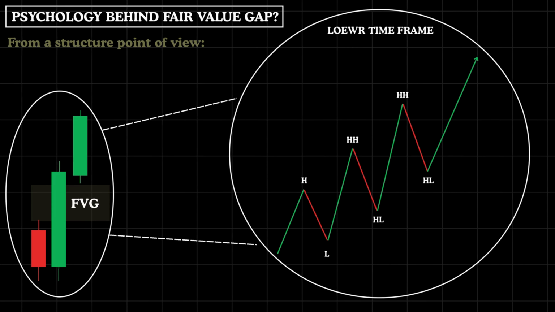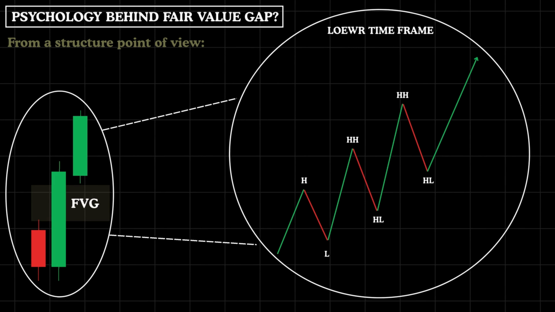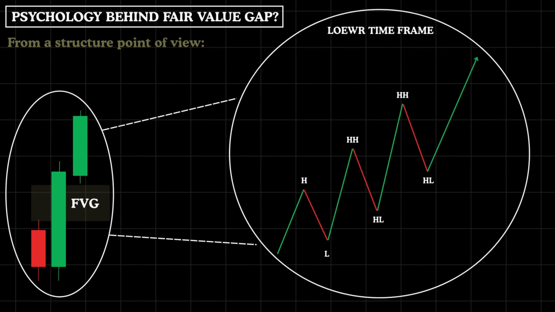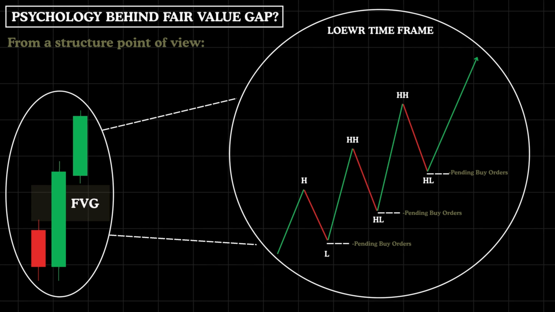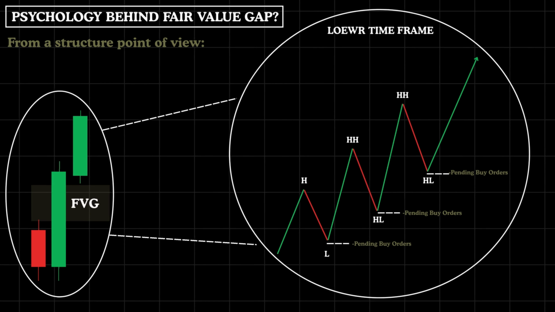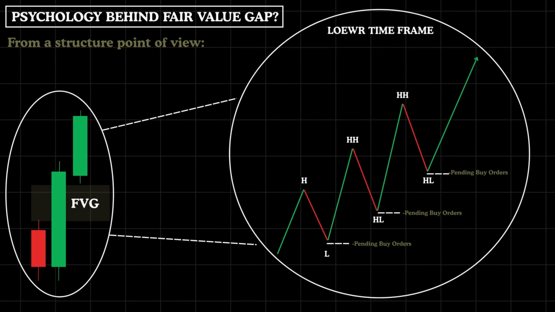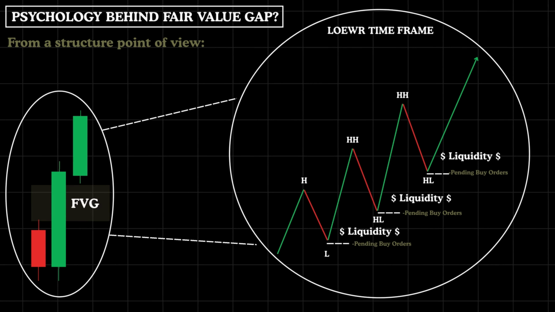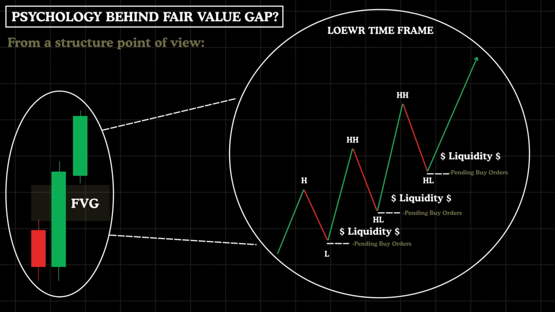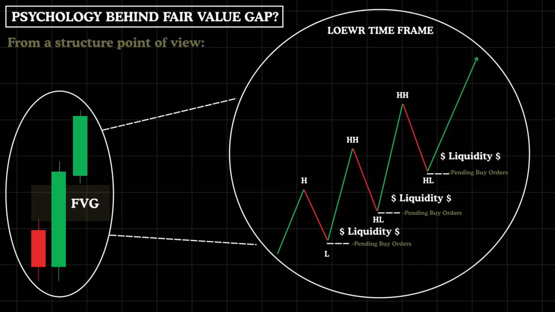Here's where psychology comes into play. Many traders miss that first impulsive leg and wait for a retracement. They set buy limit orders at key spots like demand zones, order blocks, or the FVG itself, expecting price to return. These pending orders form a pool of liquidity within the gap. Since the market always hunts for liquidity to fuel its next leg, it drifts back to this area.